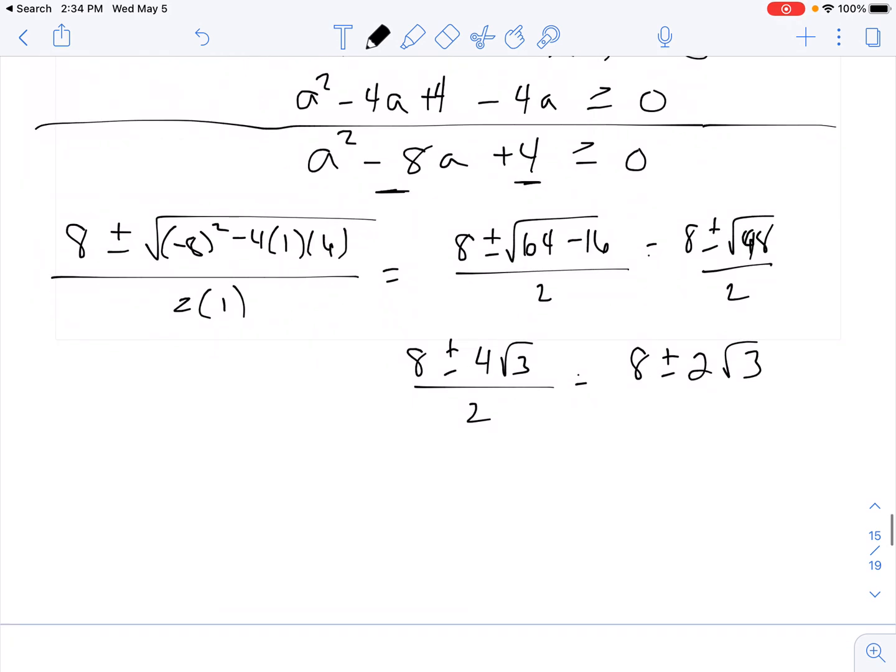So I have two solutions. One of them, a, is equal to 4 plus 2 square root 3, and one of them is equal to 4 minus 2 square root 3. Where did I get 4? Because 8 divided by 2 is 4.